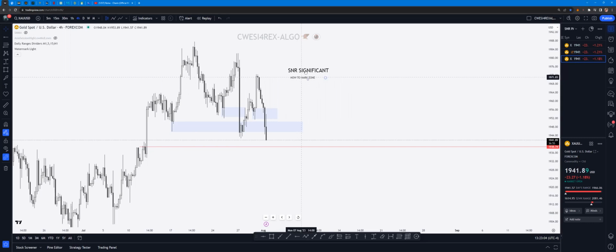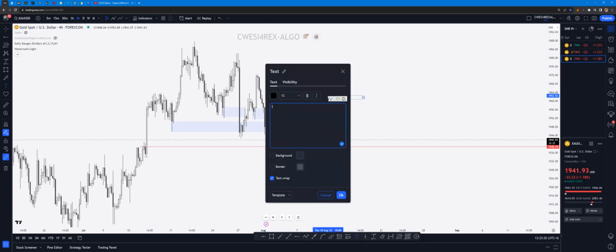One thing about SNR is it relies on zone marking. We have terminologies that I'm going to give you and I'll explain their meaning. We have what we call the ISL. ISL simply means intermediate significant zone.